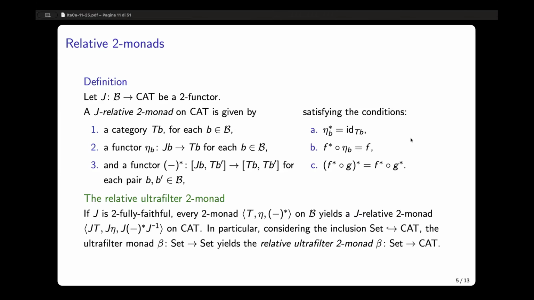The main example, you could say, well, okay, this is very specific in a sense, yes. But also, if we choose some J which is 2-fold faithful, for example, the inclusion of sets into Cat as discrete categories, then every 2-monad on the base 2-category canonically induces a J-relative 2-monad just by composition, which means that every monad on Set, for example, can give us a relative 2-monad in this sense. And in particular, the one that we will care about is the relative ultrafilter 2-monad, which is just composing the ultrafilter monad with the inclusion into Cat.